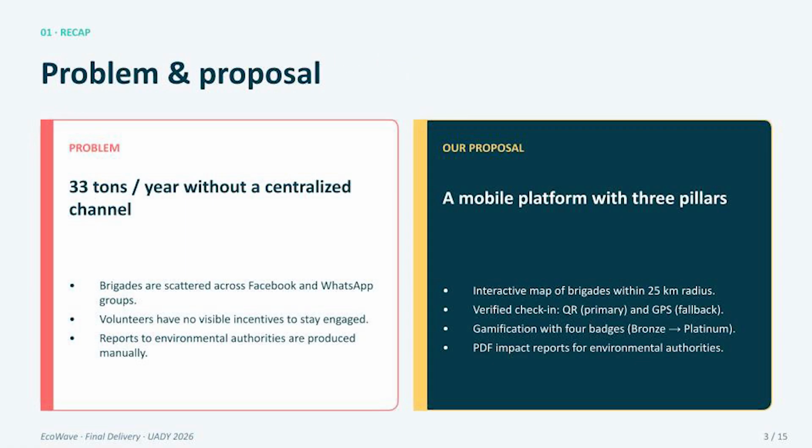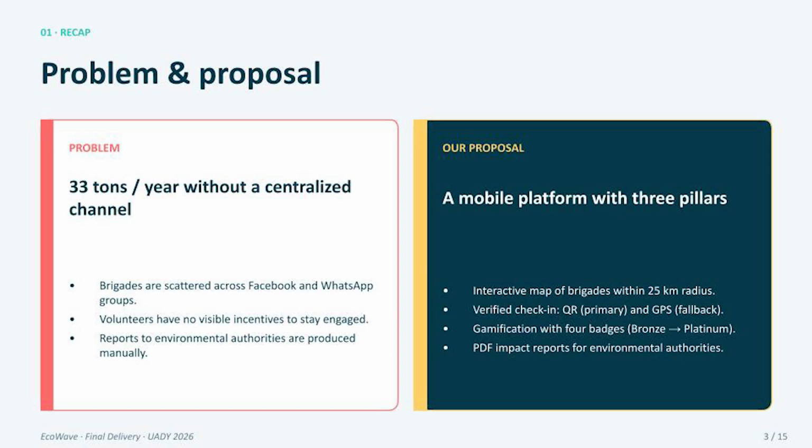Yucatan's beaches receive over 33 tons of trash per year that volunteer brigades clean up. But the coordination is broken. Brigades are scattered across Facebook and WhatsApp. Volunteers have no visible incentives to stay engaged, and reports to authorities are still made by hand.